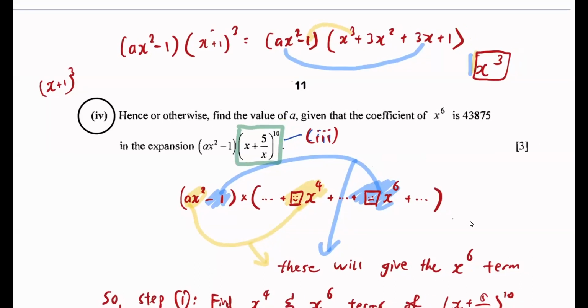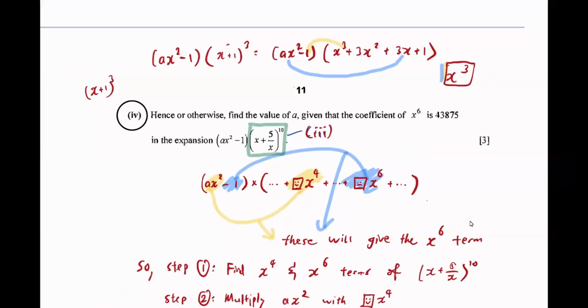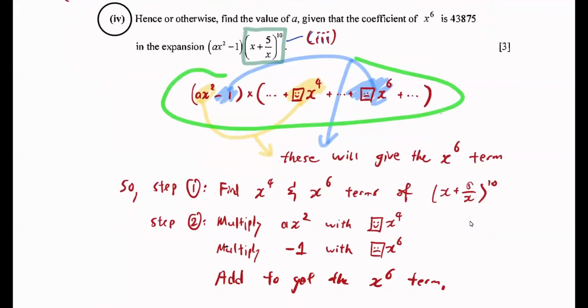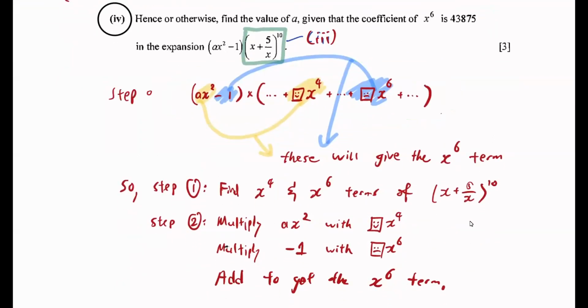Okay, so here is the procedure. Actually, this is step 0. You need to realize that you need x power 4 and x power 6. Okay, you need the yellow color and the blue color term. Then after that, step 1 is to find those x power 4, x power 6 terms of this binomial expansion.